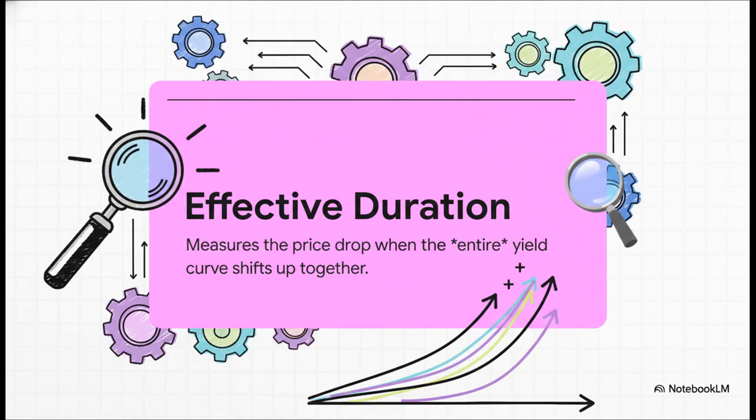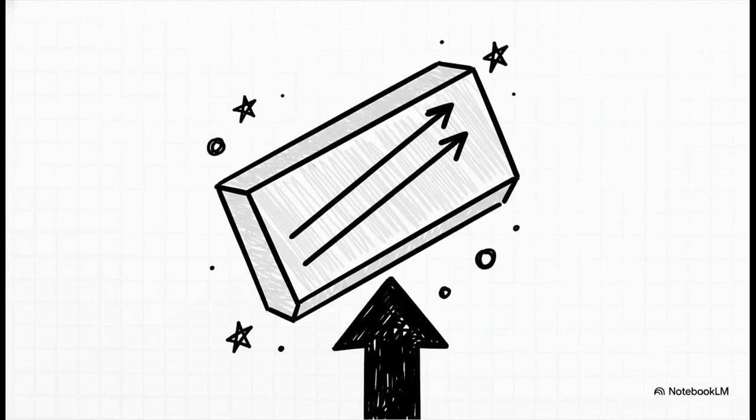It measures how sensitive a bond's price is, but, and this is the key part, it assumes every single point on the yield curve, from tomorrow to 30 years from now, shifts up by the exact same amount, all at the exact same time. This is the concept you have to burn into your brain for the exam.